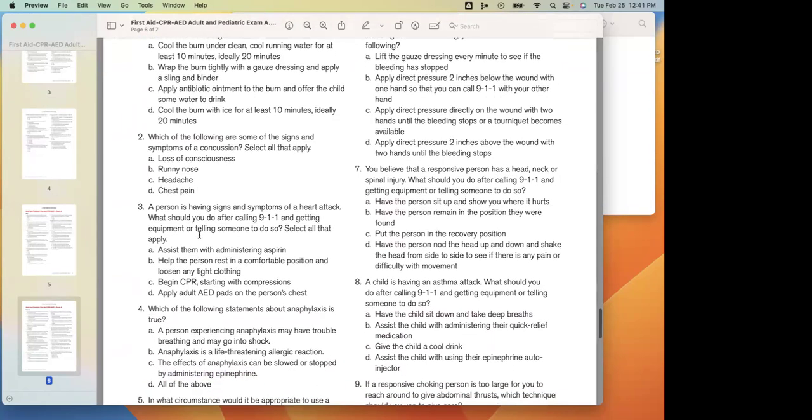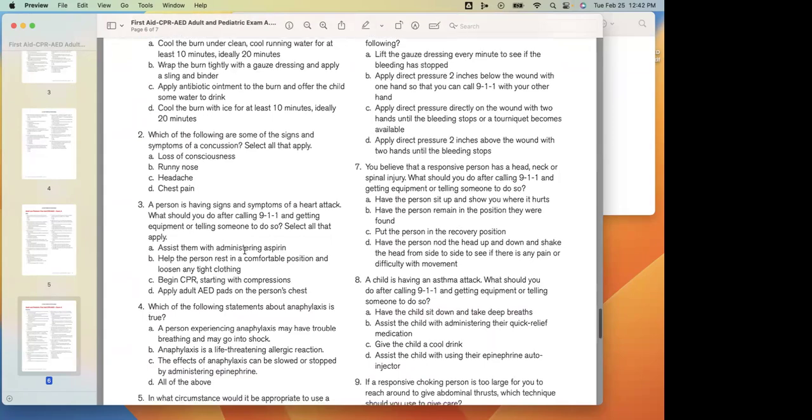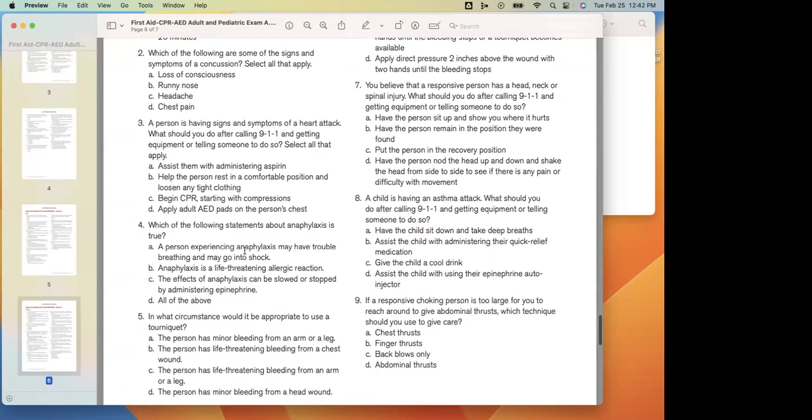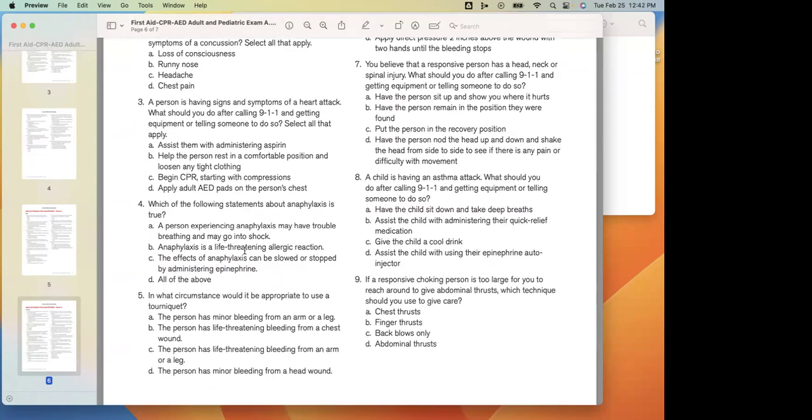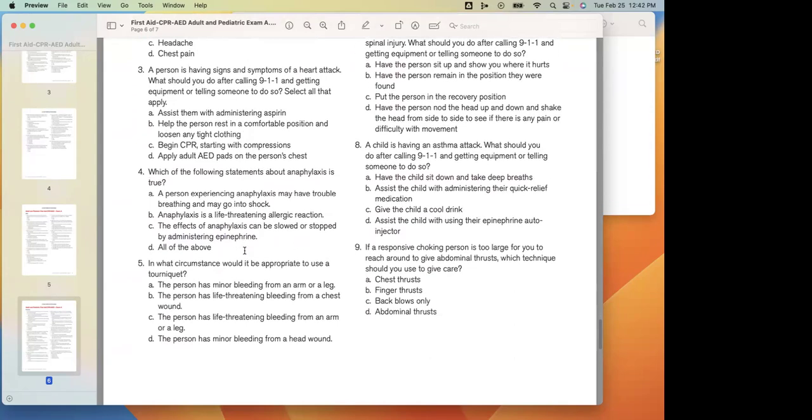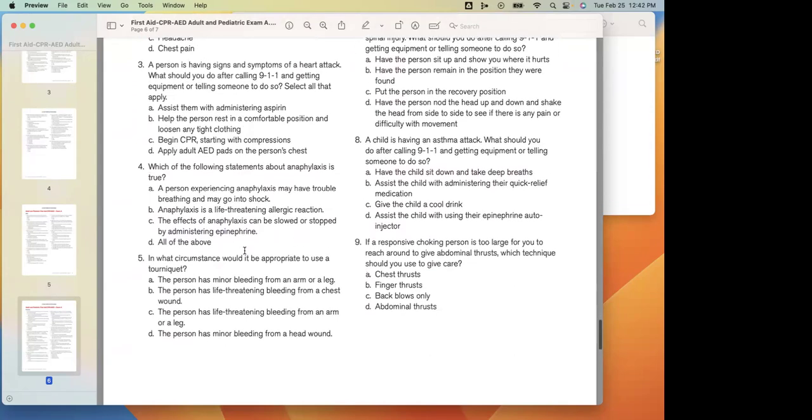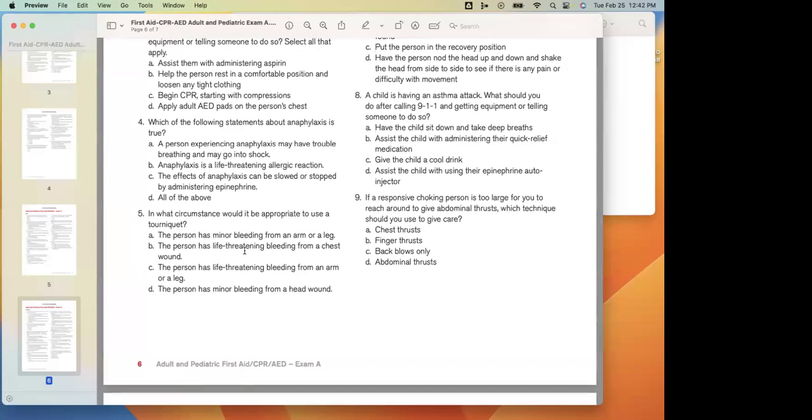Number 3, a person is having signs and symptoms of a heart attack. What should you do after calling 911 and getting equipment or telling someone to do so? Number 4, which of the following statements about anaphylaxis is true? Number 5, in what circumstance would it be appropriate to use a tourniquet?